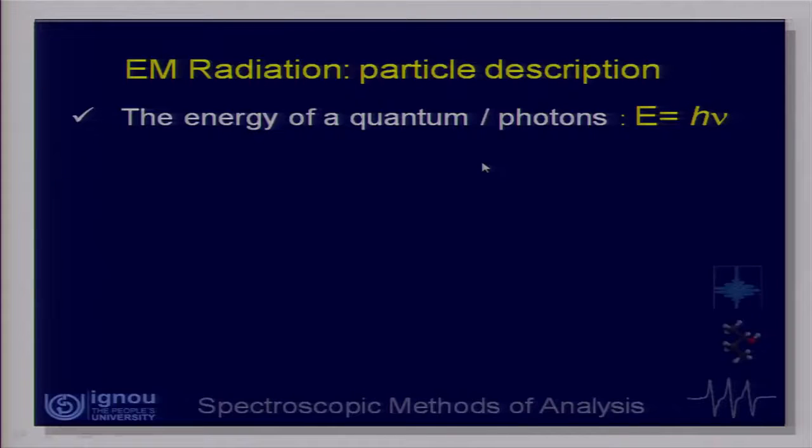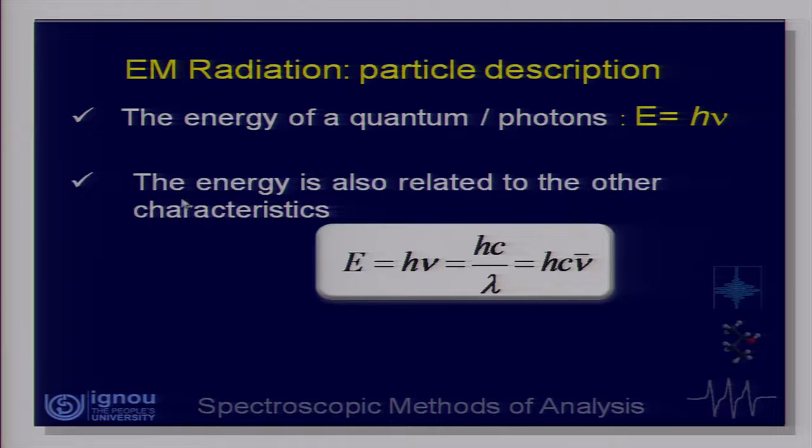And the energy, because we said they are coming as packets of energy. So, what is the energy of a given packet? The energy of a given packet, or quantum, or photon is given by the following expression: E = hν, where E is the energy, h is Planck's constant, and ν is the frequency. This is a very crucial expression, that is, the energy of radiation is related to different characteristics of the radiation.